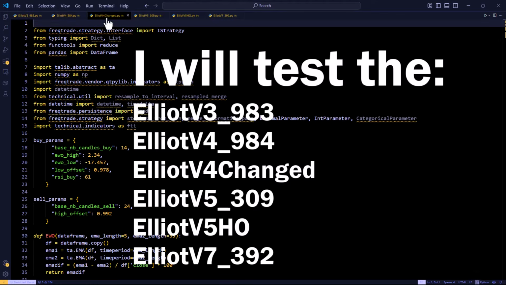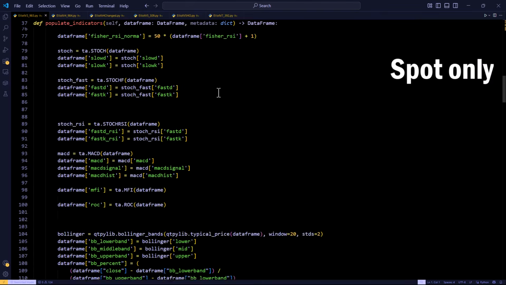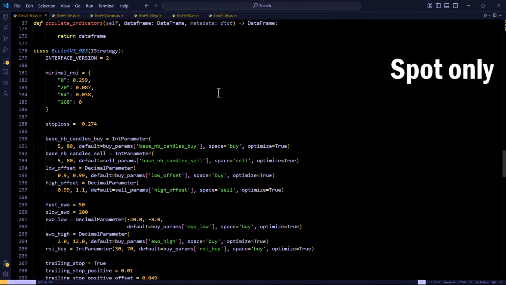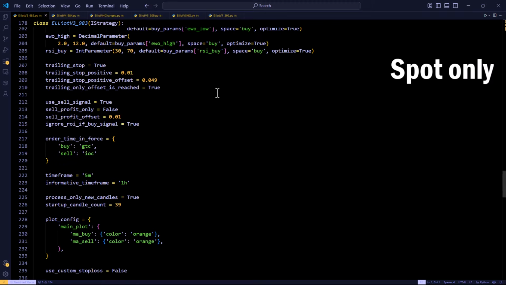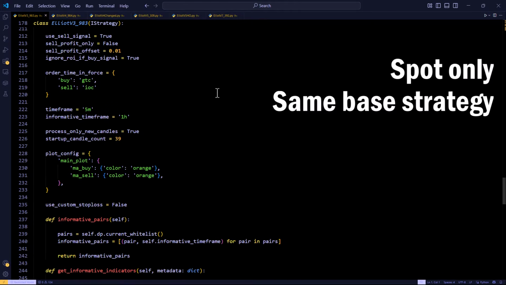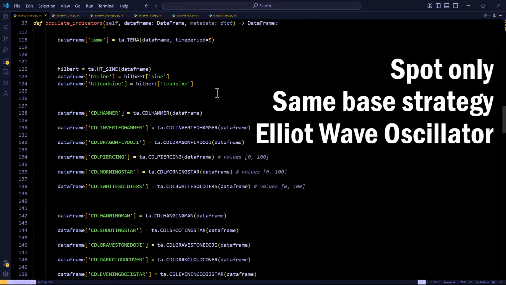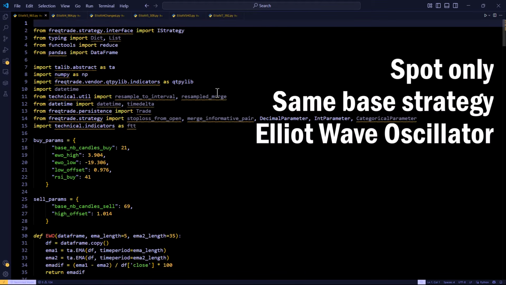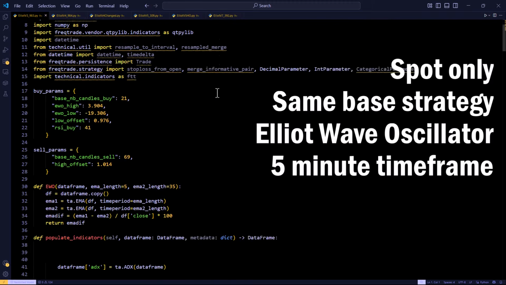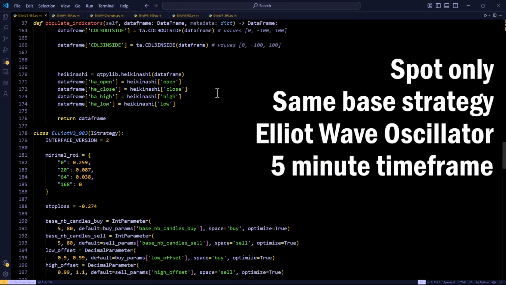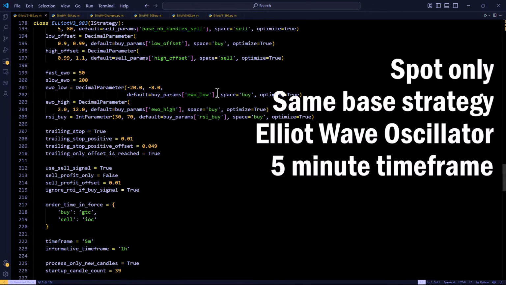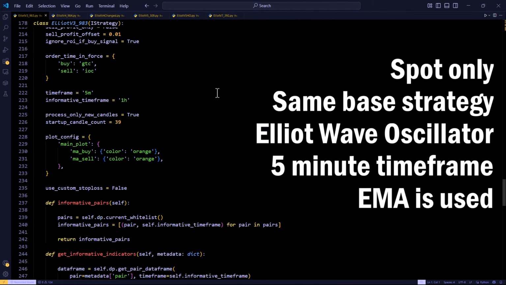Now let's begin with the settings you can find in each of these variants. For that I will open the version 3, which seems to be a good starting point for beginners. All versions are using spot-only trading, and this seems to be the choice of the main developer here. And all versions also use the same base strategy class structure, and all implement the Elliott wave oscillator, hence the name. Also in each version the 5-minute time frame is used with a 1-hour informative time frame, and all use EMAs for buy and sell signals.